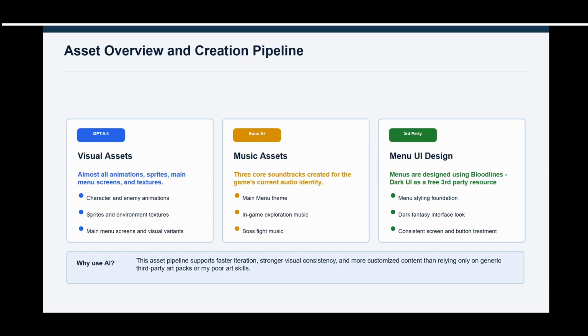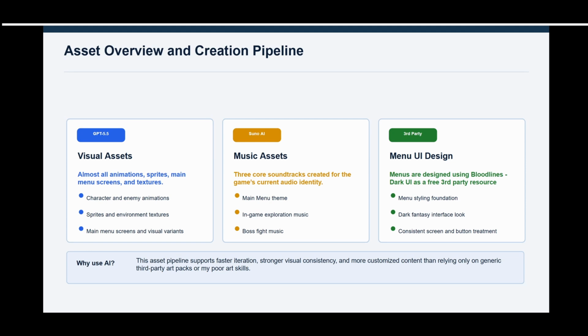Before we go into the demo portion, I'd like to do an overview of the asset pipeline that has been used for the project. At this point in the project, almost all of the visual assets are being generated with GPT 5.5. That includes the animations, sprites, main menu screens, and textures that make up the current look of the game. For audio, I use Suno AI Music to create 3 major soundtrack pieces: the main menu music, the general in-game music, and the boss fight music.